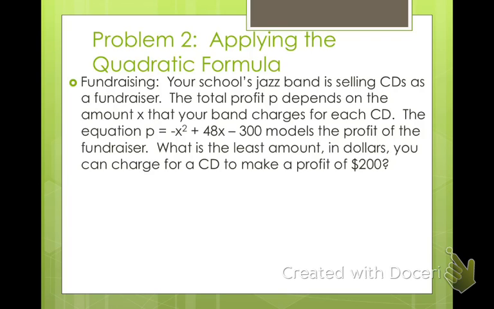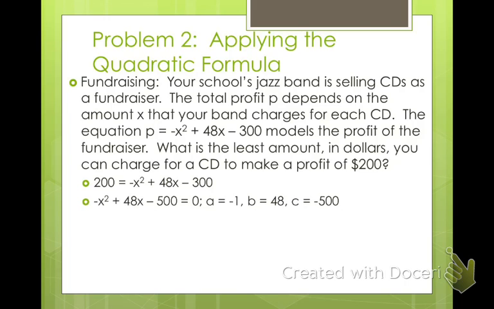So in order to find this, we're going to have to find out what x is, right? Okay, so we're going to go ahead and plug those in. We're going to make a profit of $200, so that's what our profit needs to be, P. Now, in order to solve this, what do we have to do first? We need to put it into standard form. So we're going to subtract that 200, so a is negative 1, b is 48, and c is negative 500. Now we're going to take and put that into our quadratic formula.